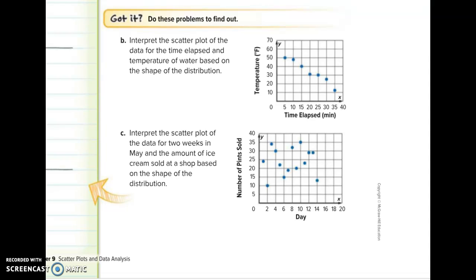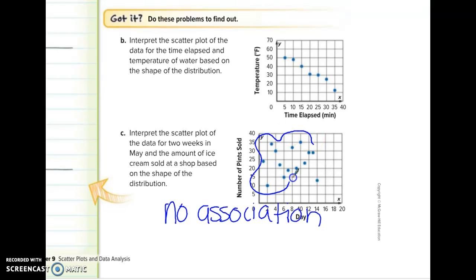So I look at this one and I can't really say that it's all going up because some of it's going down. I can't really say that it's going down because some of it's going up. So I would say that there is no association with this data, because it's all just kind of randomly out there. So this would be no association. Since there's no association, we can't have a linear and we can't have a nonlinear. So it's just no association.